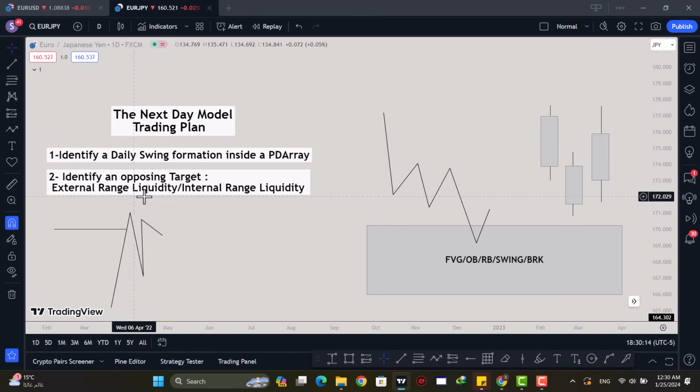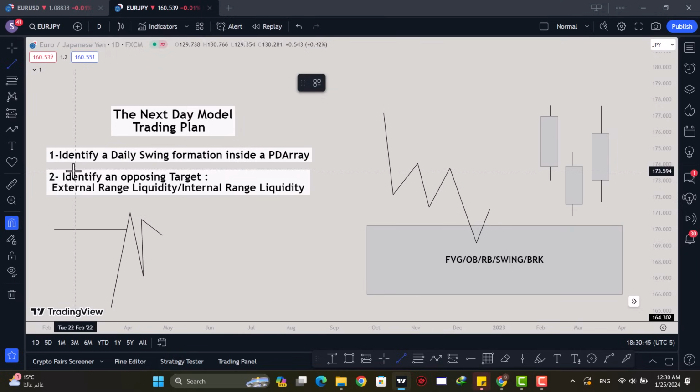Now, these two are not the only variants of external or internal range liquidity. Let's say, for example, external range liquidity can also be a filled swing. So let's say that this is an order block. Price is moving lower and we hit an order block right here. That order block, of course, can be on the daily time frame or the weekly or the monthly time frame. All right, so we hit and we formed a swing formation.